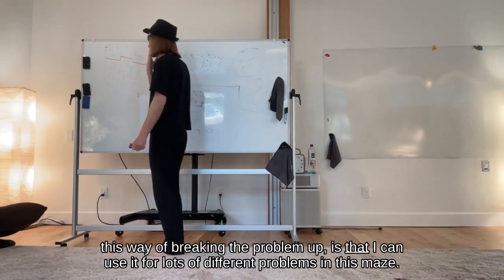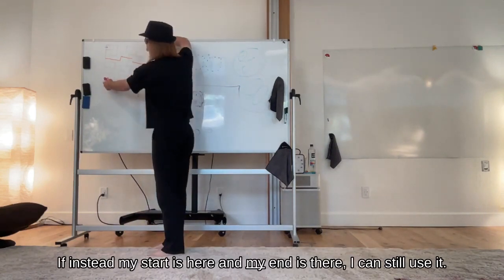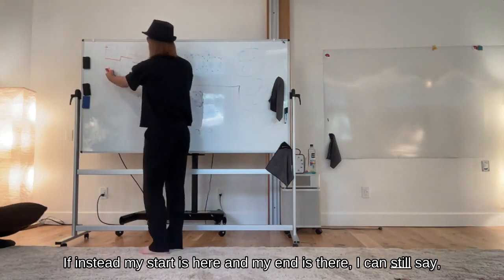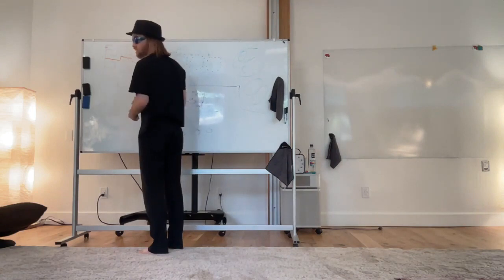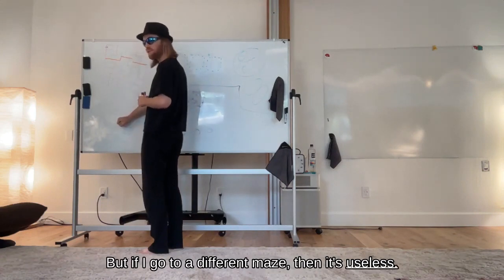A notable thing about this heuristic, this factorization, this way of breaking the problem up, is that I can use it for lots of different problems in this maze. If instead my start is here and my end is there, I can still use it. If instead my start is here and my end is there, I can still say, all right, get rid of the top half of the maze, don't go up there. So I can use the same heuristic for lots of different problems in this maze. But if I go to a different maze, then it's useless.